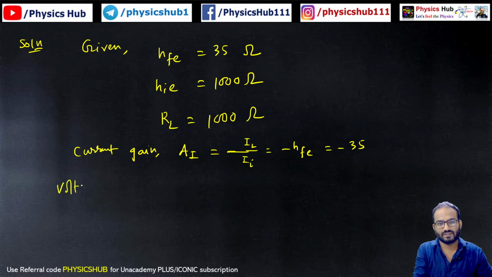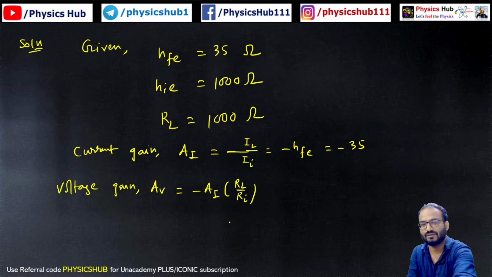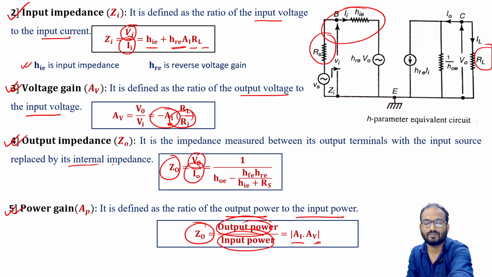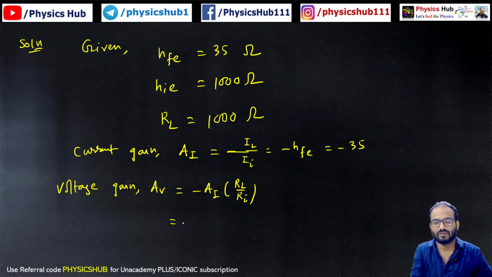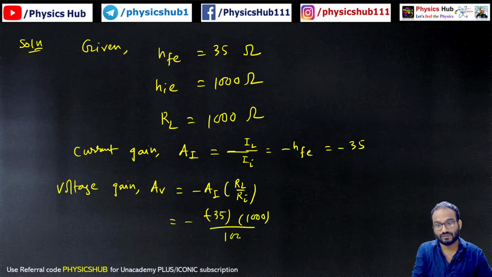Let's talk about the voltage gain. Voltage gain is given by AV, which is equal to minus AI into RL by RI. As you can see in this formula, AV is equal to minus AI into RL by RI. So AI we have got minus 35, RL is given to you 1000 ohm, divided by RI, which is hIE, meaning 1000. So this is coming out to be 35.